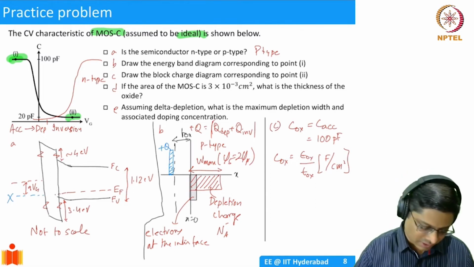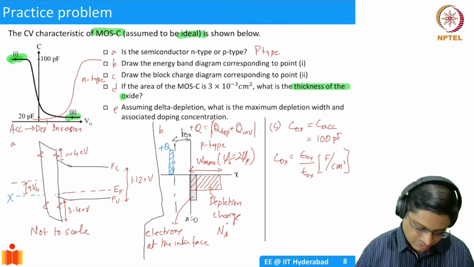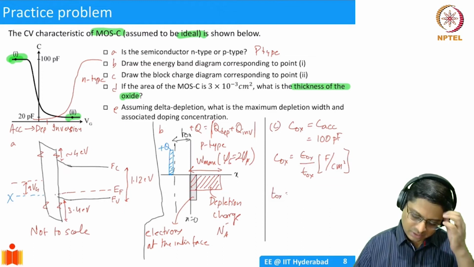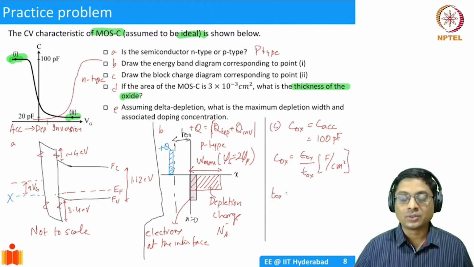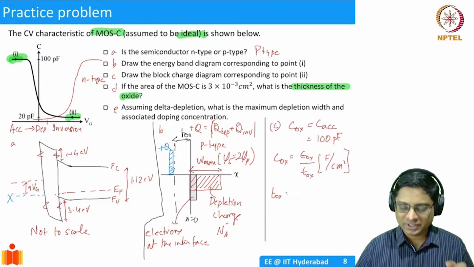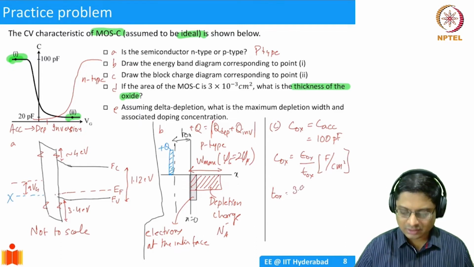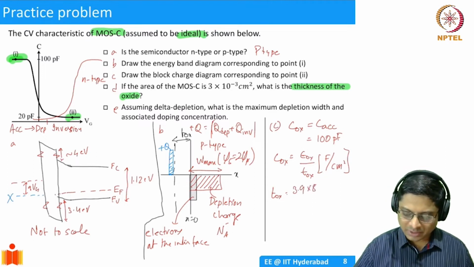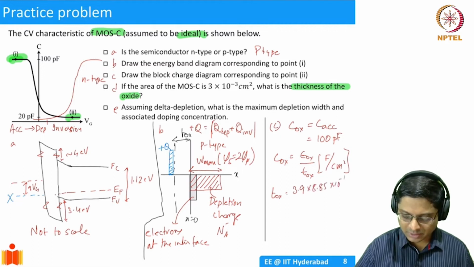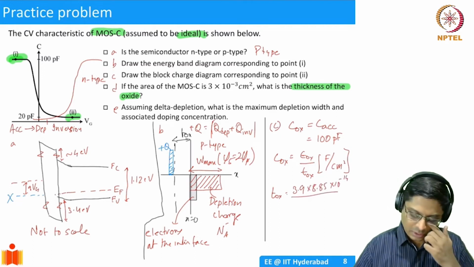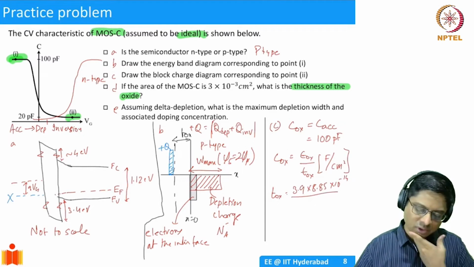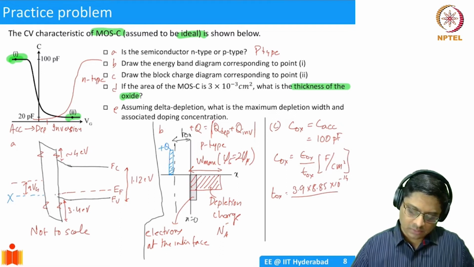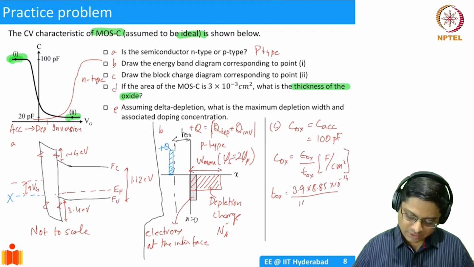So we are asked the thickness, right? So thickness of the oxide. Okay, that's straightforward. You just have to rearrange this. So thickness of the oxide is going to be epsilon oxide. What is epsilon of oxide? There is one part which is the relative permittivity of oxide, 3.9, into the permittivity of free space, 8.85 10 power minus 14, divided by capacitance of oxide, which is 100 picofarads.